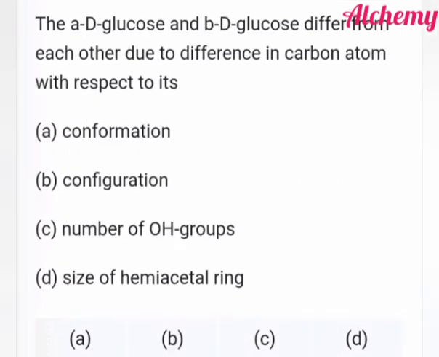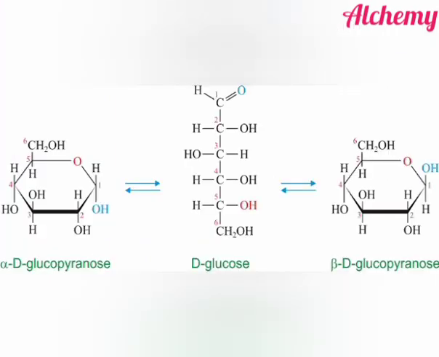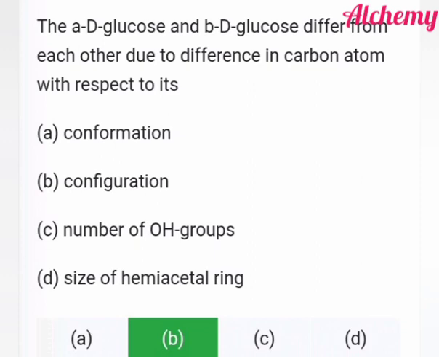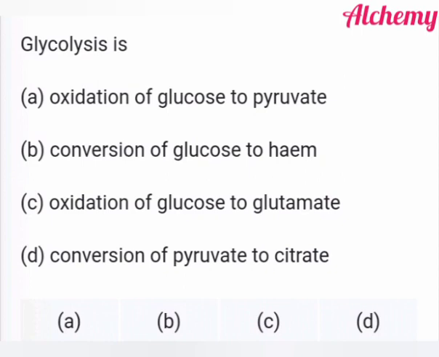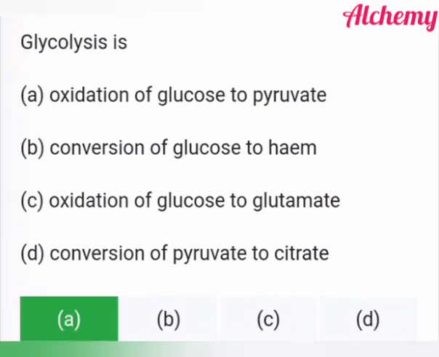Next question, the alpha D glucose and beta D glucose differ from each other due to the difference in carbon atom with respect to its. We know that the alpha and beta forms differ in the configuration at a carbon atom. So the correct answer is option B, configuration. Next question, glycolysis is. The correct answer is option A, oxidation of glucose to pyruvate.